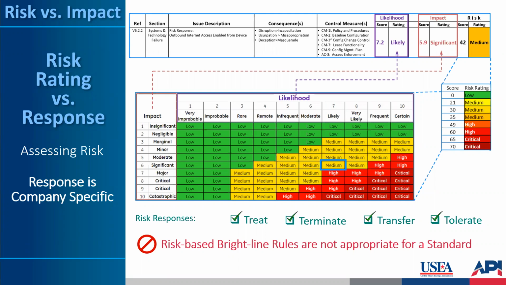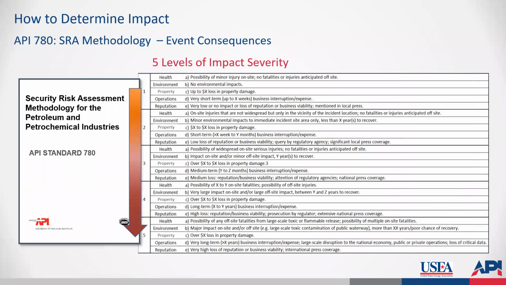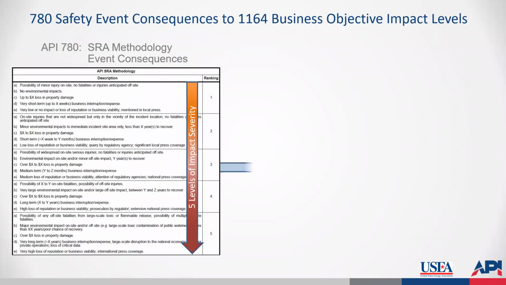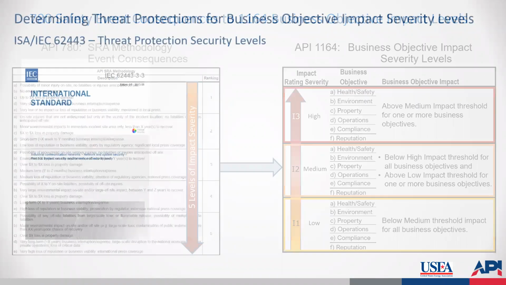So the determination we came to was that in a standard, having bright line rules for risk is not appropriate because it's all driven by the company's own unique situation. So what we're going to do is base it off the impact. API already has a well-established standard, Standard 780, the Security Risk Assessment Methodology for the Petroleum and Petrochemical industries. In there, they have 5 levels of impact severity, covering health, environment, property, operations, and reputation. We took that and boiled it down to 3. We thought 5 was probably too many, and figured that, at implementation time, most companies are going to boil that down anyway. You want to get it as simple as possible and still add value. So we boiled it down to 3.